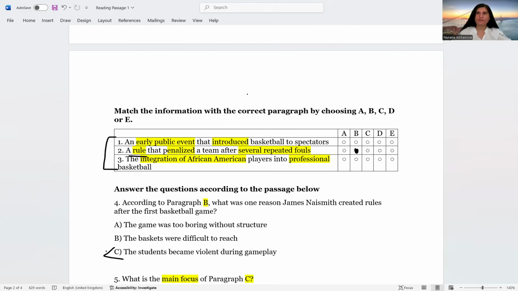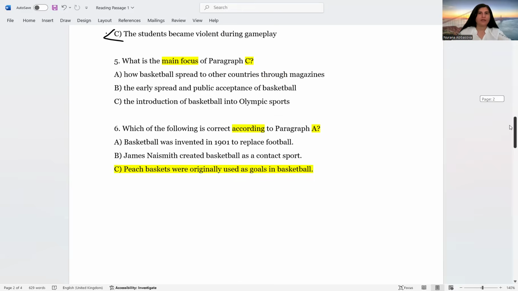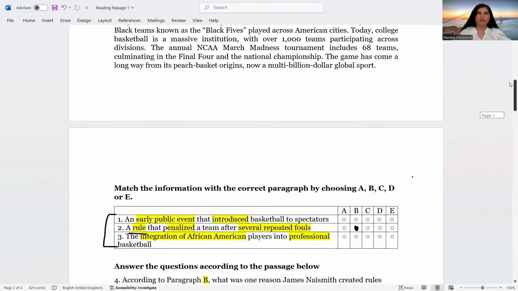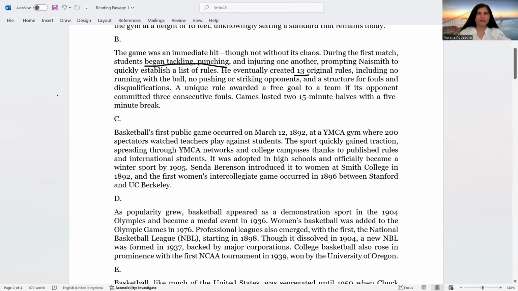Then, again, we don't focus on the text. The text is big. We don't need to read everything. And here we have paragraph C, and it says main focus of C. If you read the first and last sentence, you will get the main point of it. But I will read everything because we have only one extra sentence here, 1 or 2.